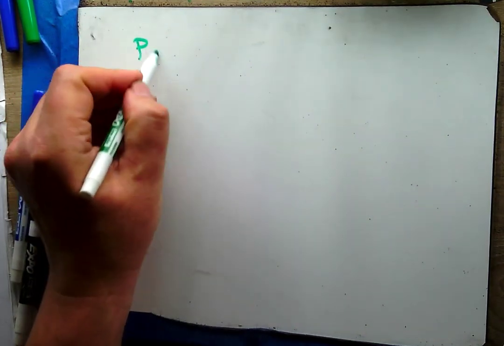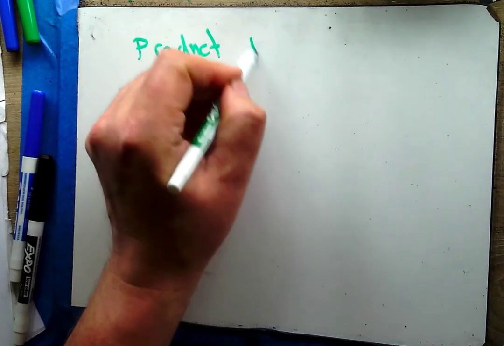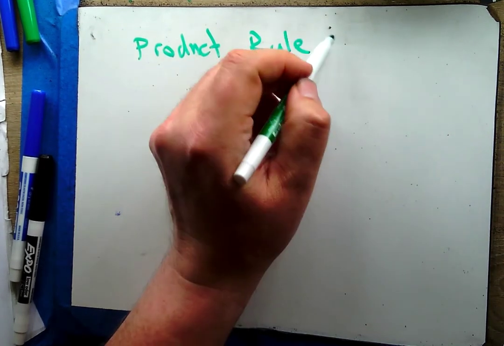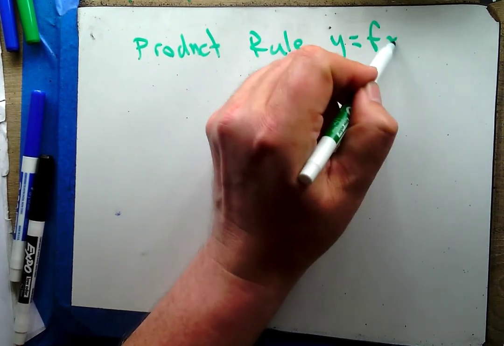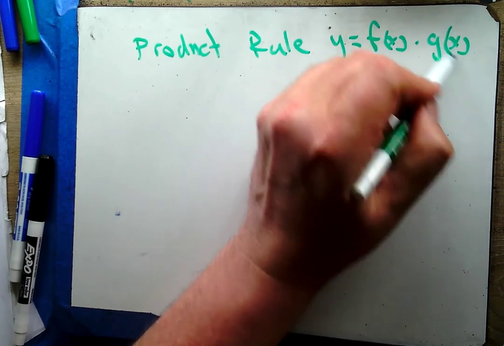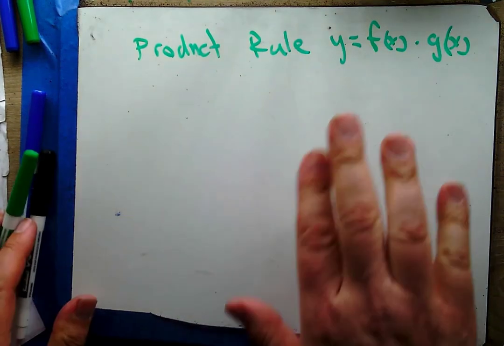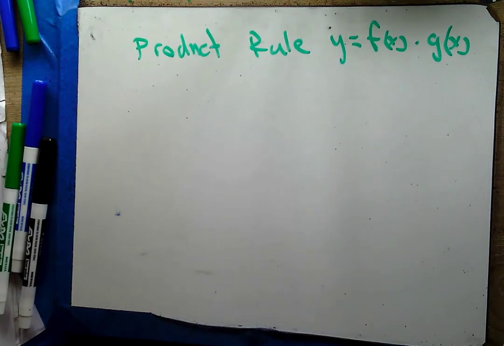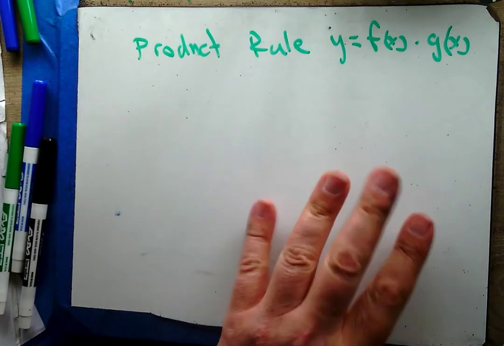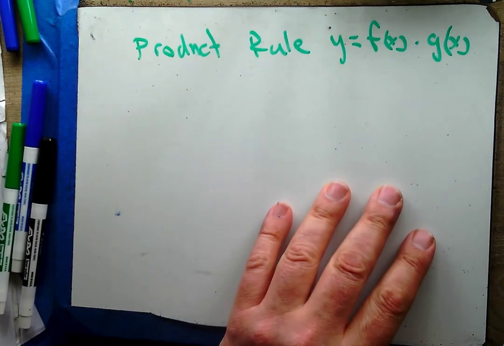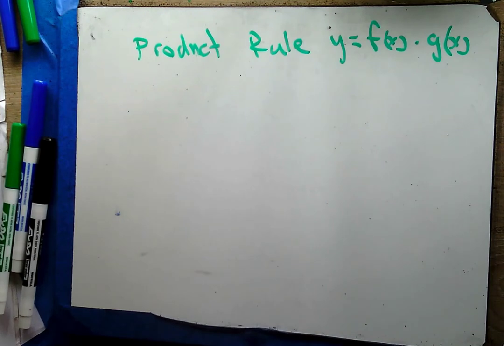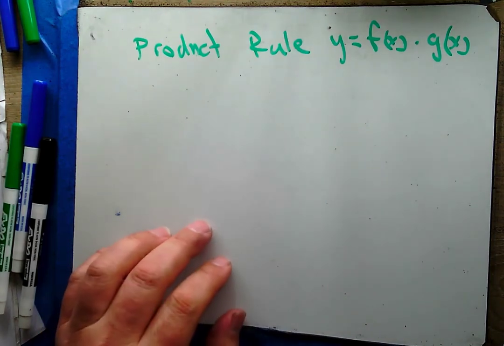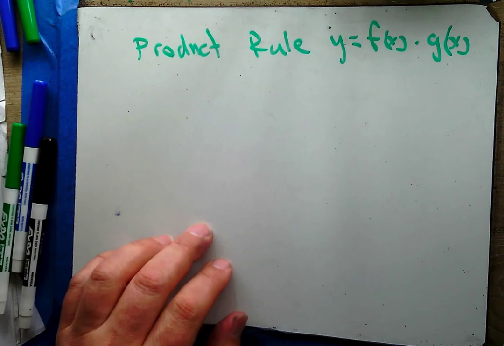Now we've got the product rule. This is y equals f of x times g of x. I'm not talking about a constant in a function, I'm talking about 2 functions. And I get it, a constant is a function. And I'll come back and use this rule with you in a few minutes with a constant times a function and tell you why I don't want you to think about that as a function times a function.